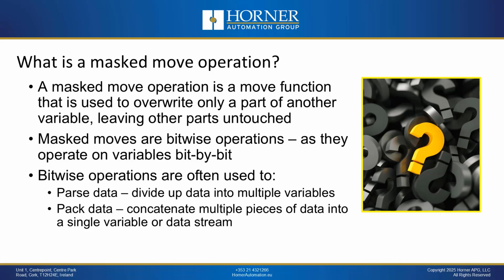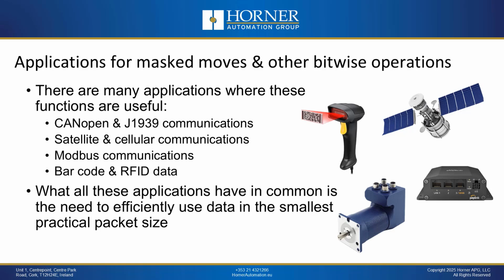And you will find applications where they are packing every single piece of data they can into a small number of data bytes. Those are the sort of applications that can use pack and parse, and they can use masked move as one of the tools to pack and parse the data. So in CANopen and J1939, where they are sending lots of data in a small amount of space to be super efficient, satellite and cellular communication examples, sometimes even in Modbus communications, and then in barcode and RFID type applications as well. So anytime you need to pack a lot of data in a small amount of space, you want to use every bit, masked move is useful for that.